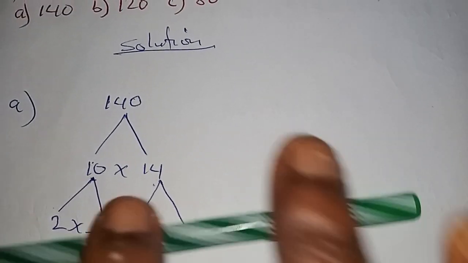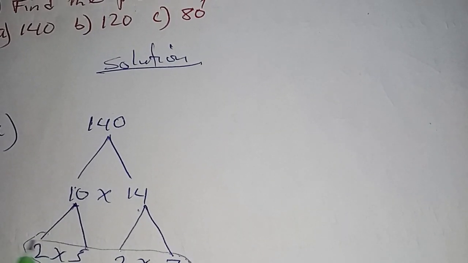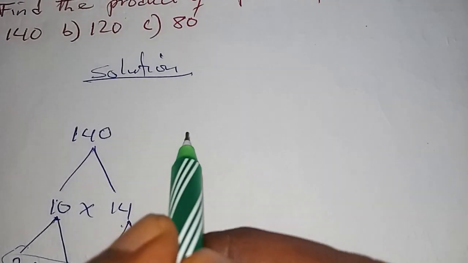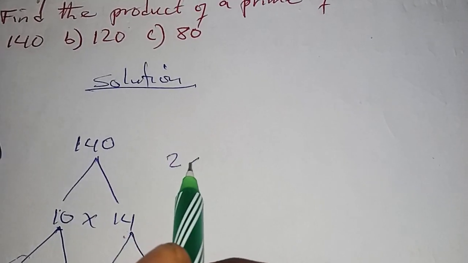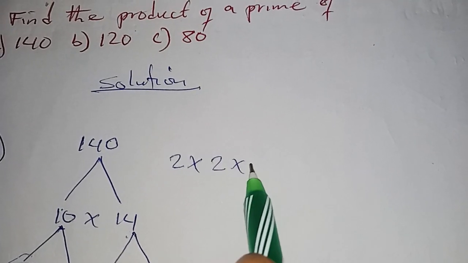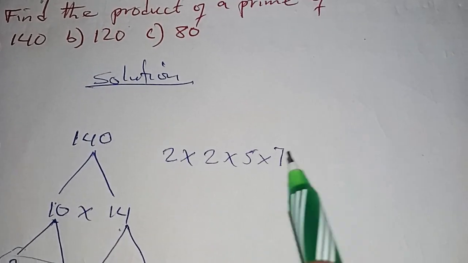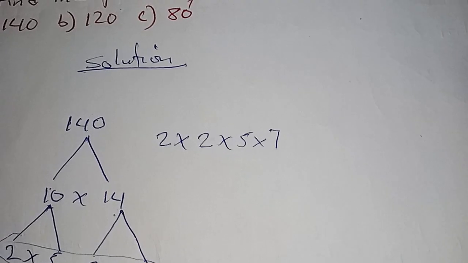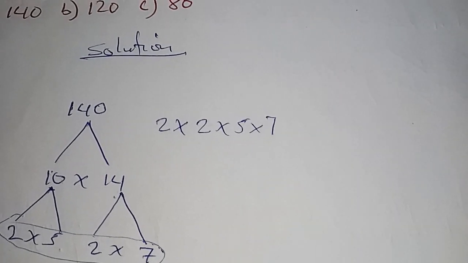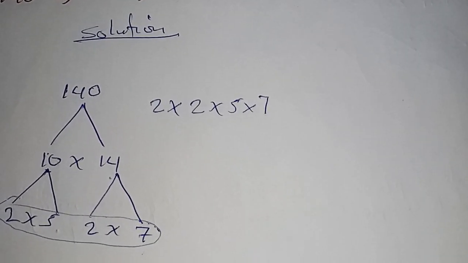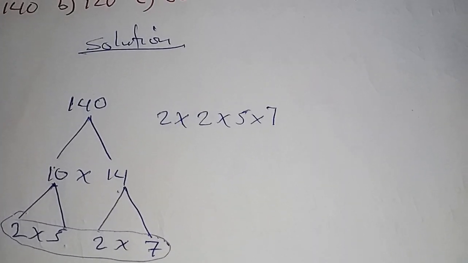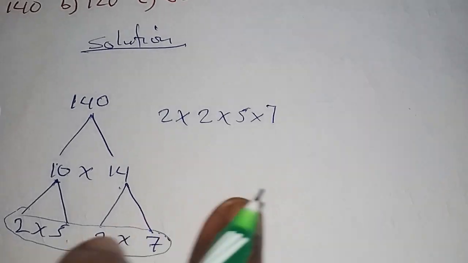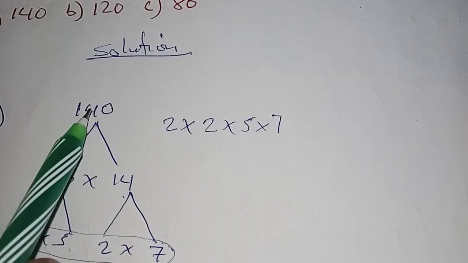So the answer for this question is this. The product of prime will be 2 times 2 times 5 times 7. The other arrangement doesn't matter. You can start with 7, you can start with any of them first, because once it's multiplication, 2 times 3 can give you 6, 3 times 2 can also give you 6. So the order of arrangement is not important in this case. If we multiply all of them, we get 140.